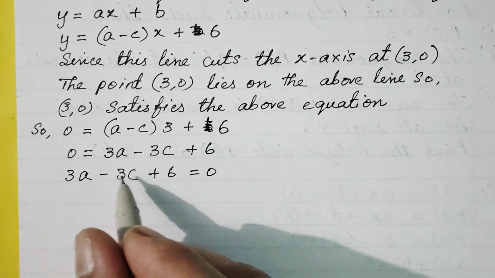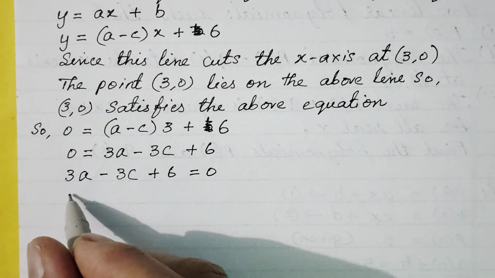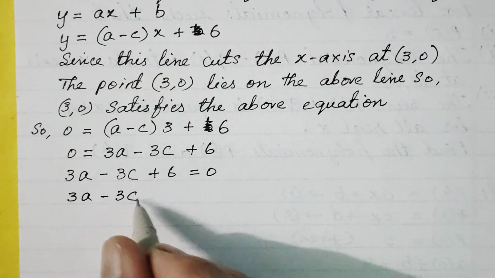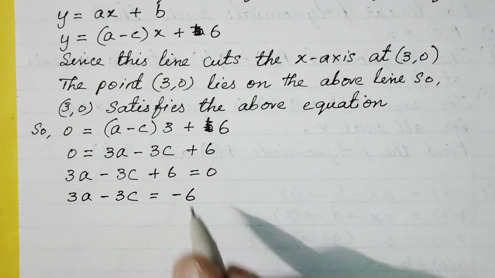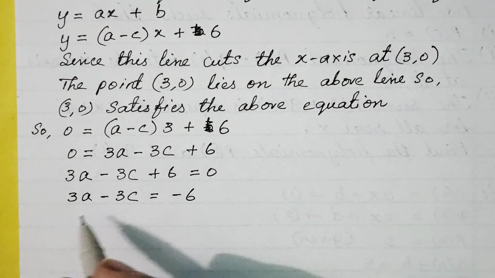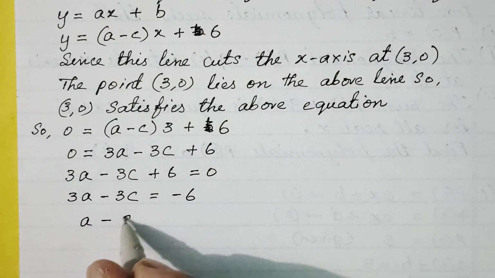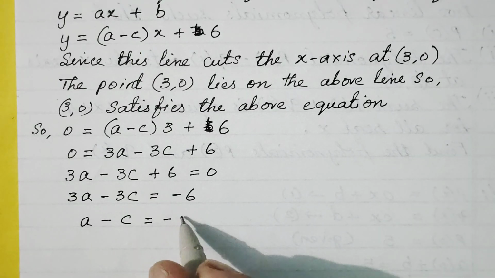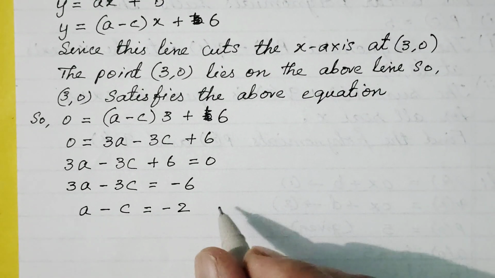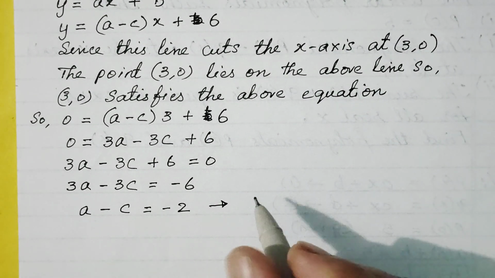So here 3a minus 3c is equal to minus 6. So I can divide all the terms by 3. So I'll get a minus c is equal to minus 2. I will label this as equation number 6.